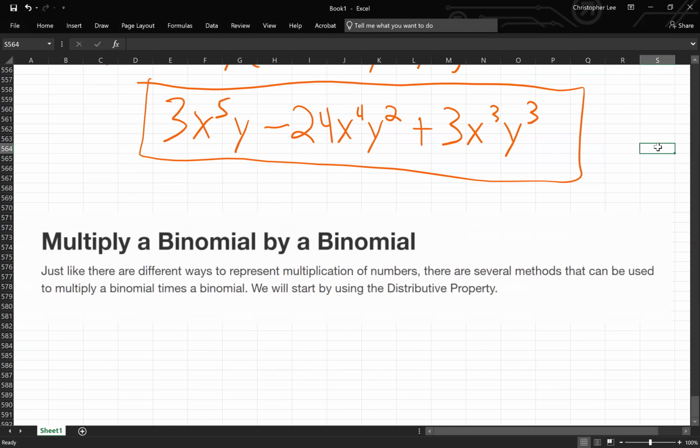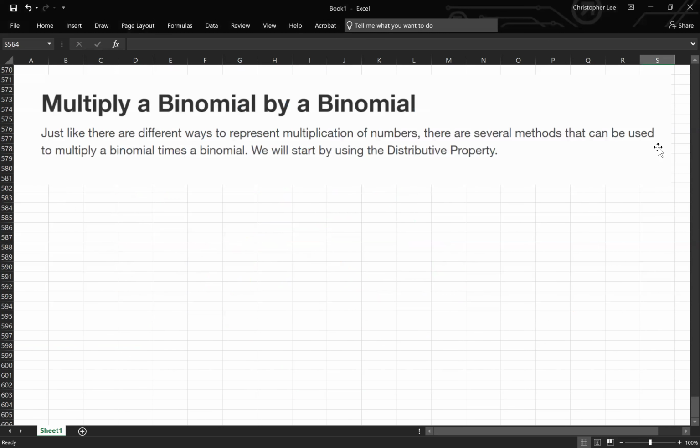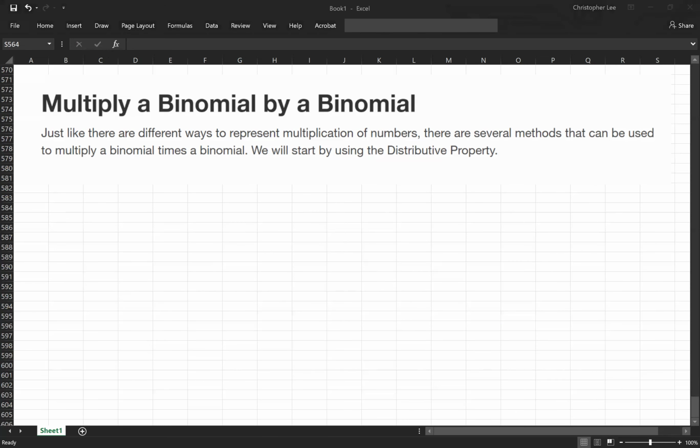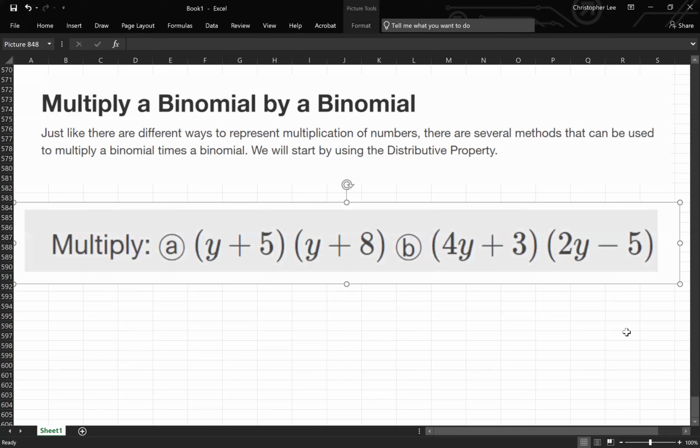This sounds mad funny, but all of y'all know how to do this from high school. Watch when you see what it looks like. Just like there are different ways to represent multiplication by numbers, there are several methods that can be used to multiply a binomial times a binomial. We'll start by using the distributive property. Oh, baby. Wait till you see this. It's a true blast from the past. I know everybody here has seen this before.